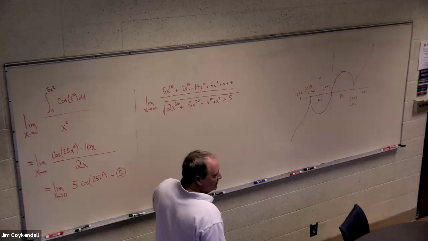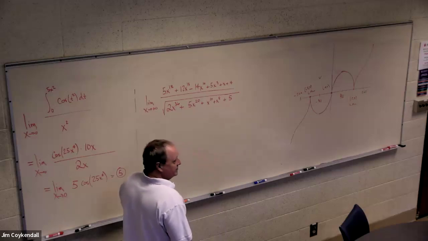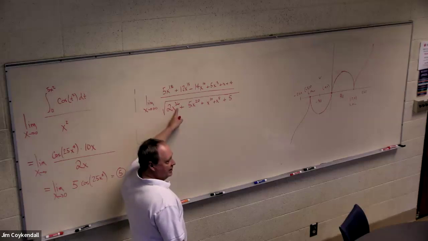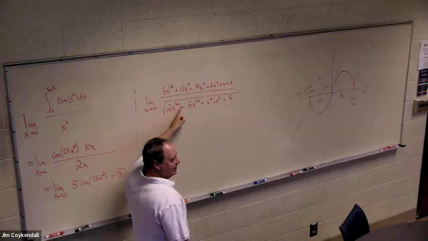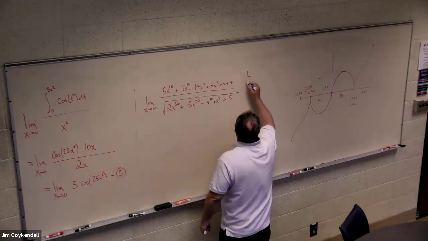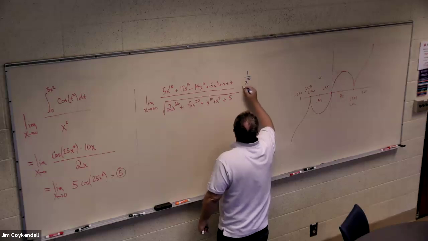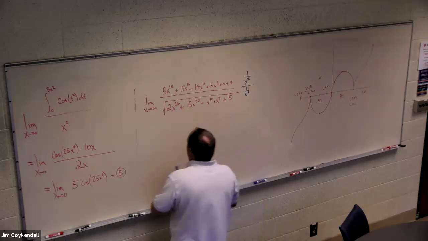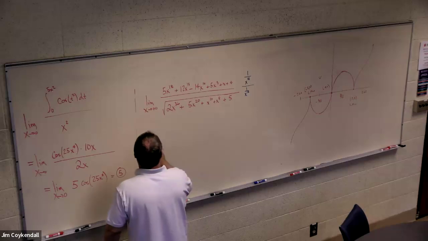What's the biggest power that you see on top? What's the biggest power on the bottom? It's half of 36, sort of, right? It's the 1/2 power. So what I will do is I'll multiply top and bottom. Now, that's easy enough to implement.